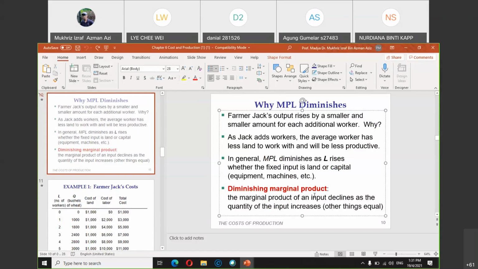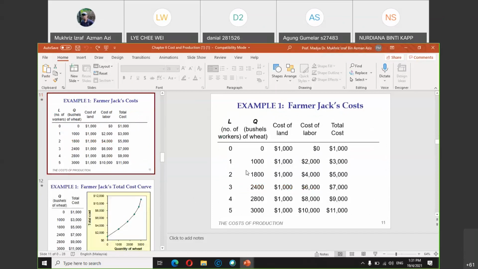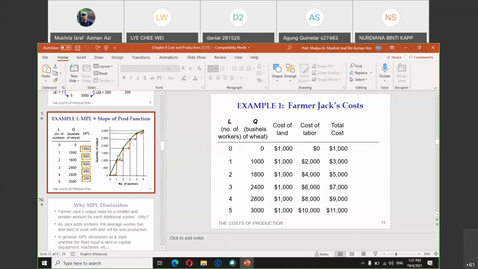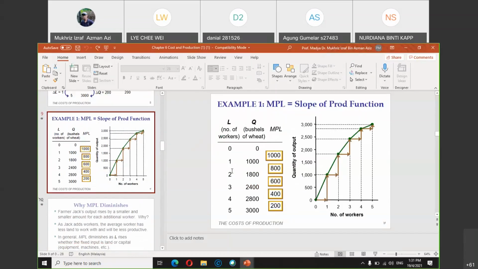So MPL declines, this is just the direct definition. The marginal product of input, meaning here the marginal product of labor, declines as input increases, which is the labor. So MPL declines as you increase the amount of labor. At this stage, for principles of economics, what you need to know is the definition of the MPL and why it occurs.